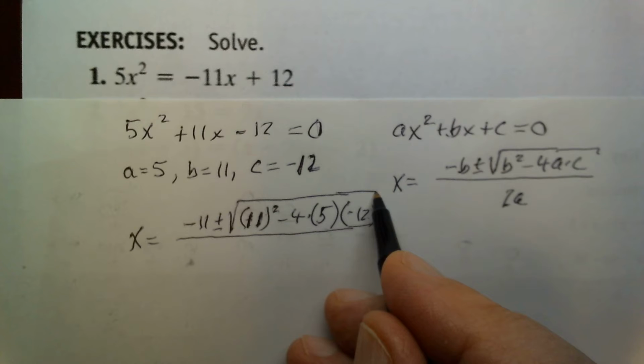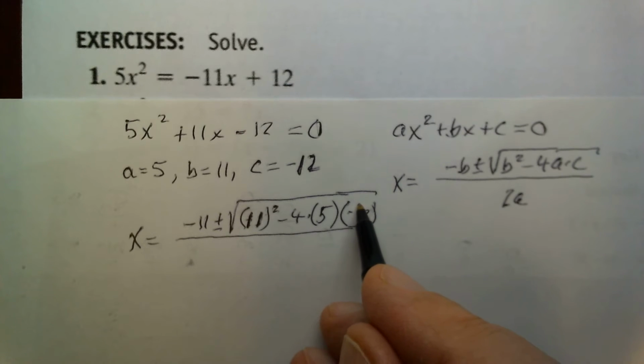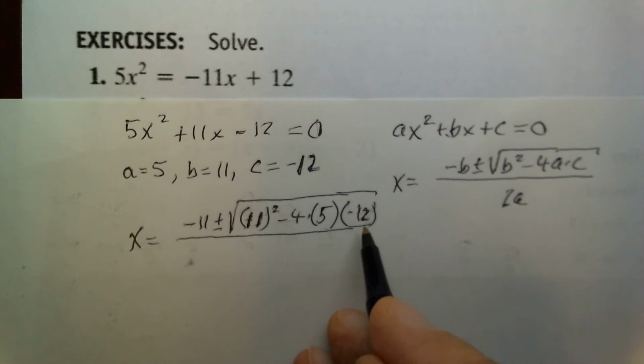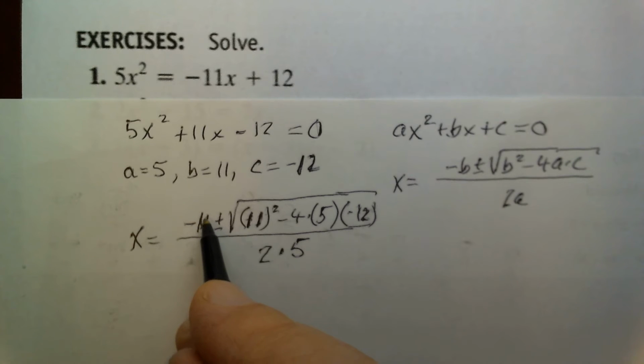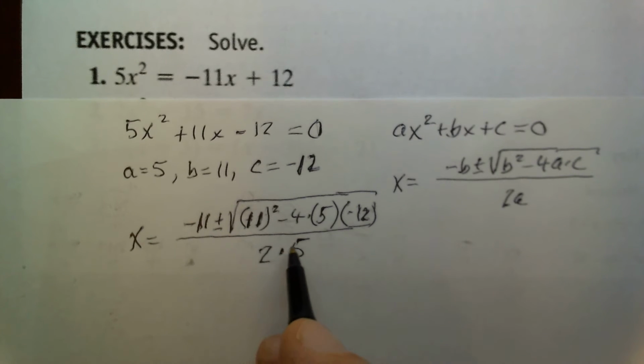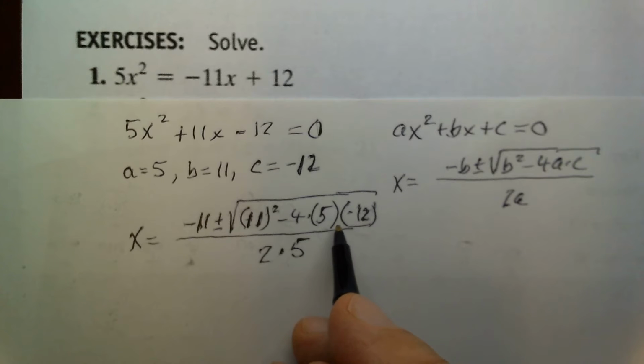And be sure to use parentheses, otherwise your calculations may be incorrect. All divided by 2 times a, or 2 times 5. So don't try to simplify things right away. Write it out in detailed ways so that you have an exact statement here.